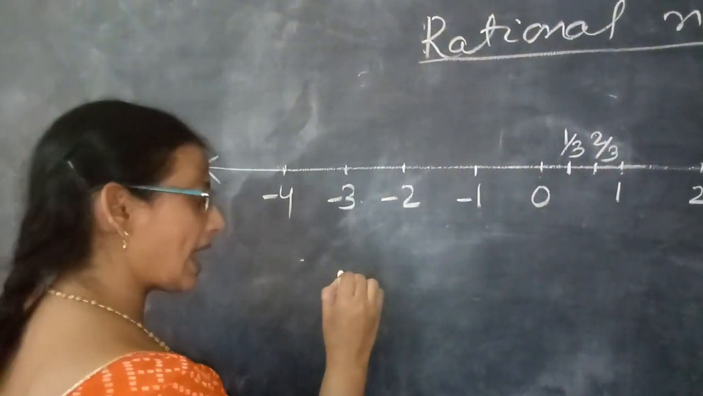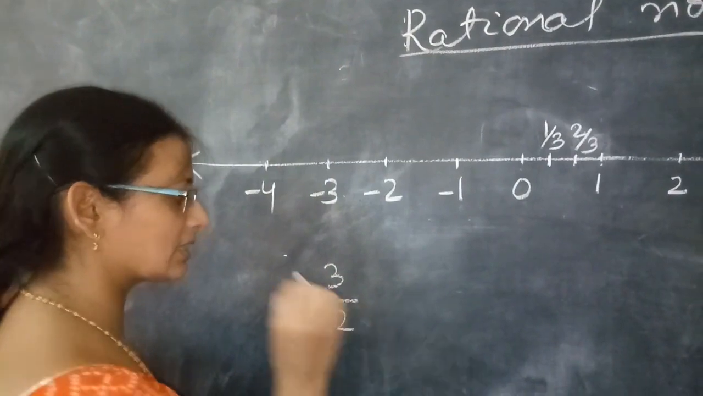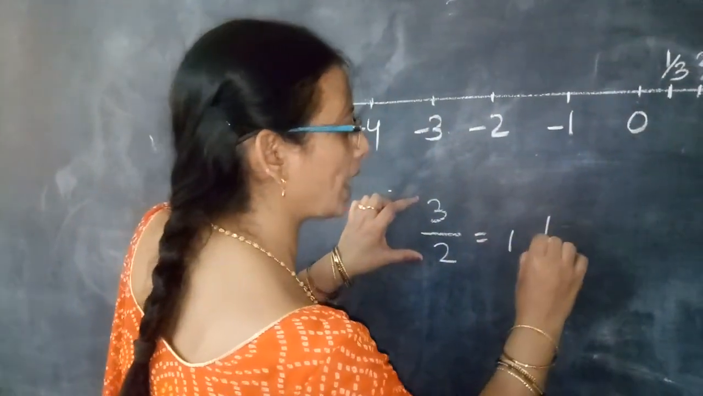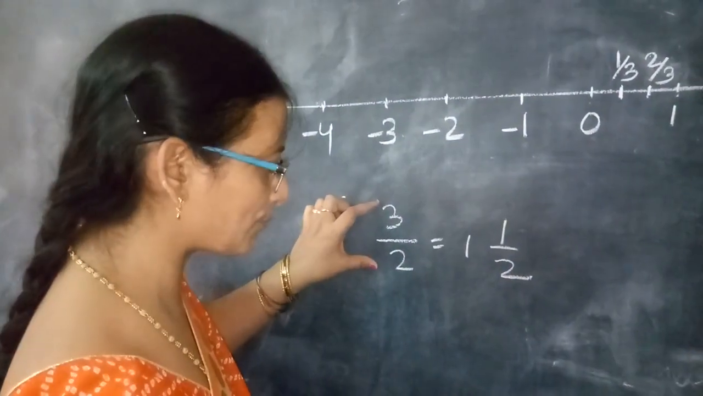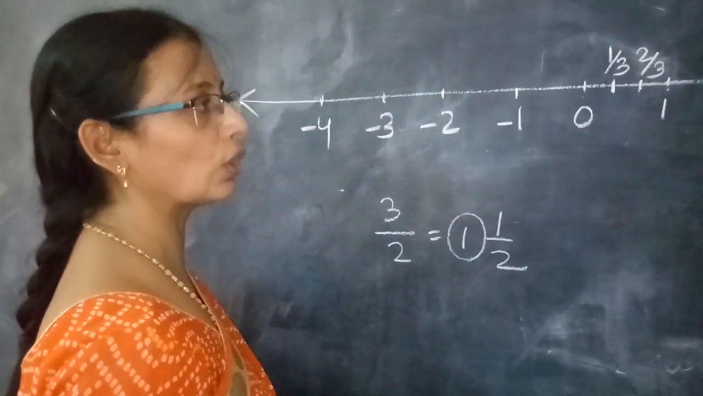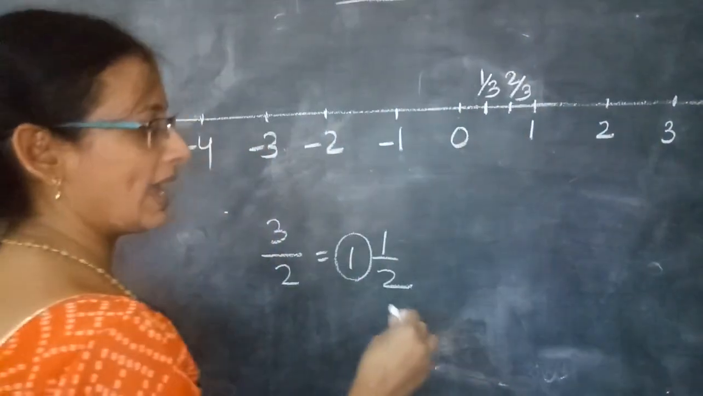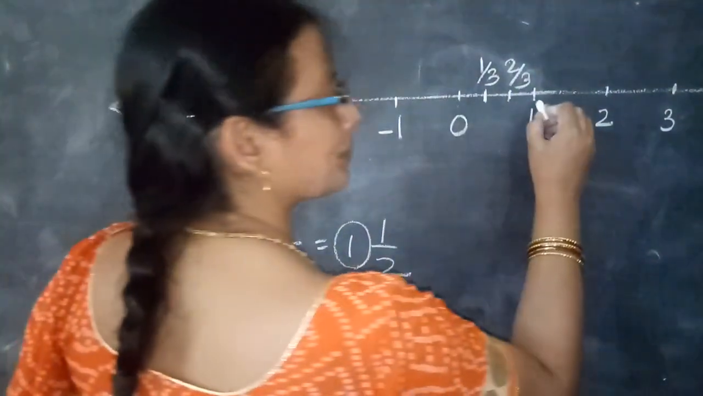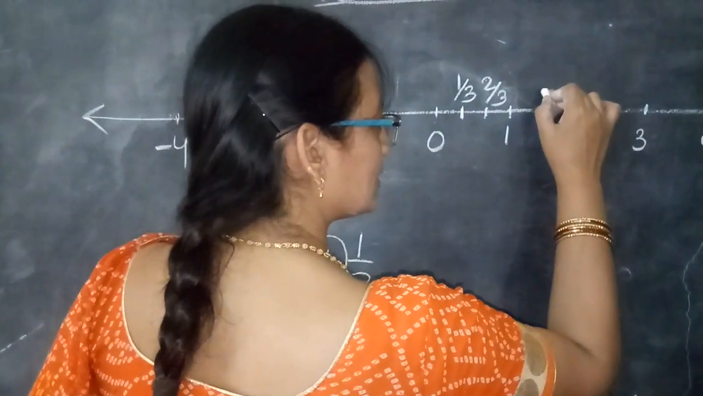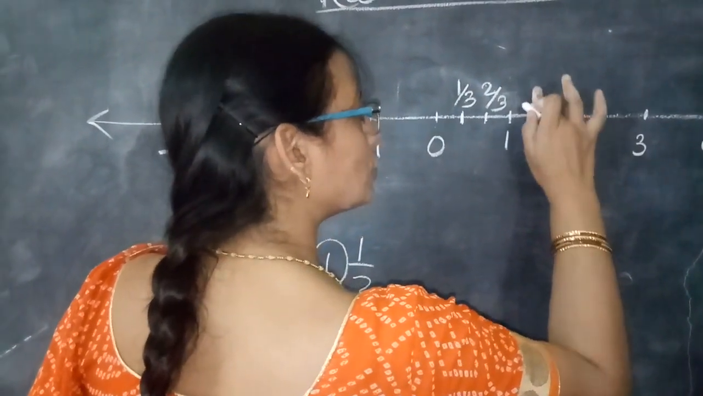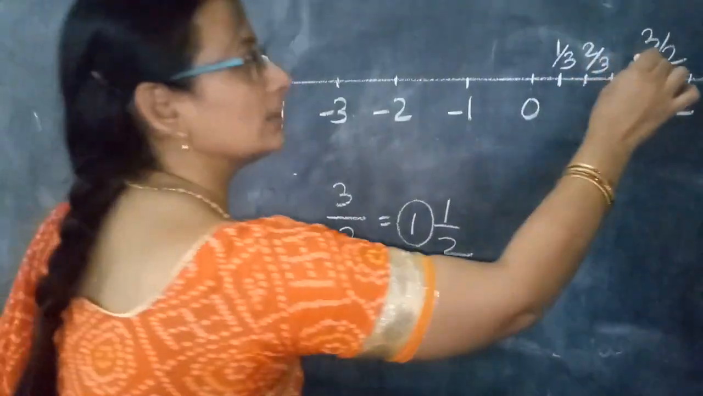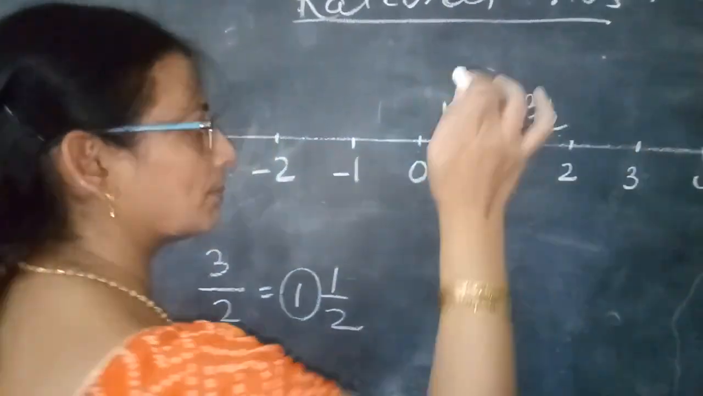If we take another rational number, that is 3 by 2, how to mark that? 3 by 2 means 1 and 1 by 2. This is the improper form and this is the mixed form. So here we have the whole number part, the whole number is 1, and after that half. From 1 to 2 divided into 2 parts, then this will be 1 by 2, or you can write 3 by 2. That is 3 by 2, a positive rational number.